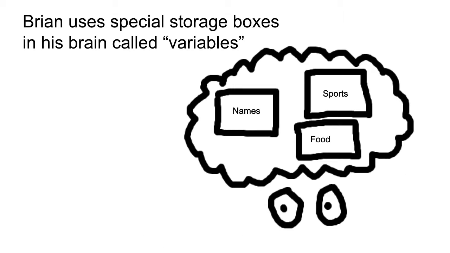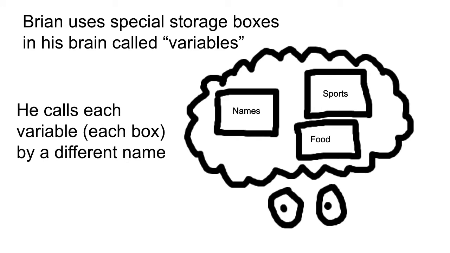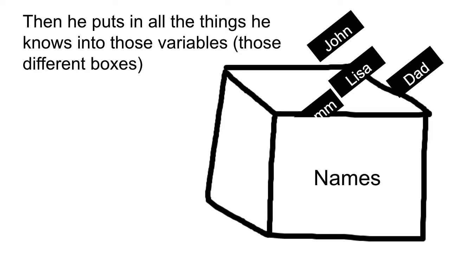To help with his memory, Brian uses special storage boxes inside his brain. He calls these boxes variables. Each box has a different name. For example, names, sports, food. And he puts in the boxes all the things he knows. For example, in the names box, he puts in all the names of his friends.